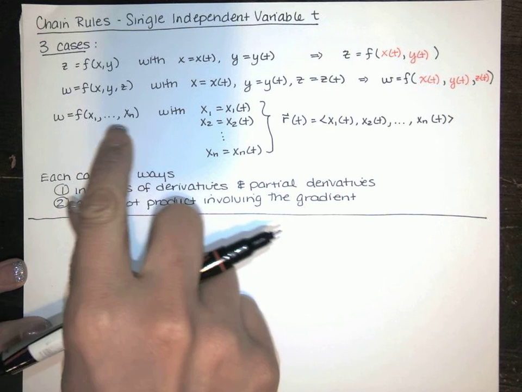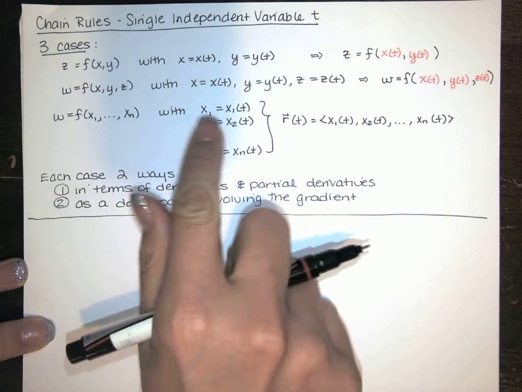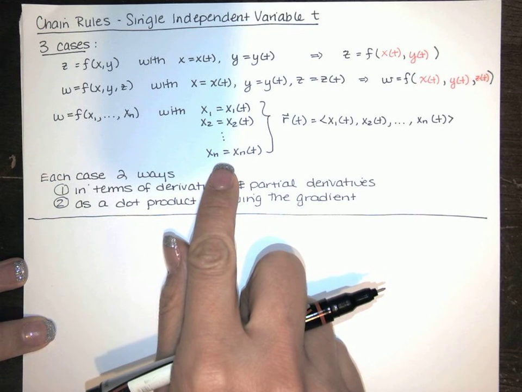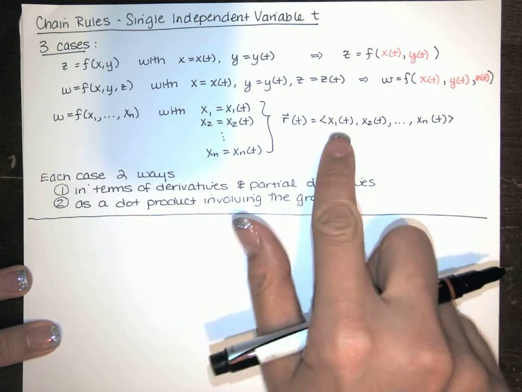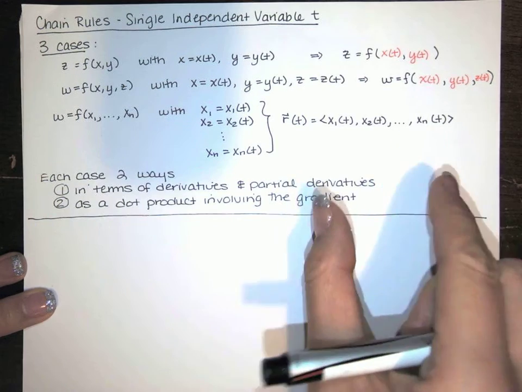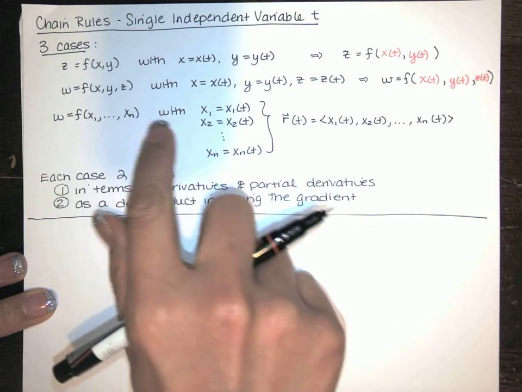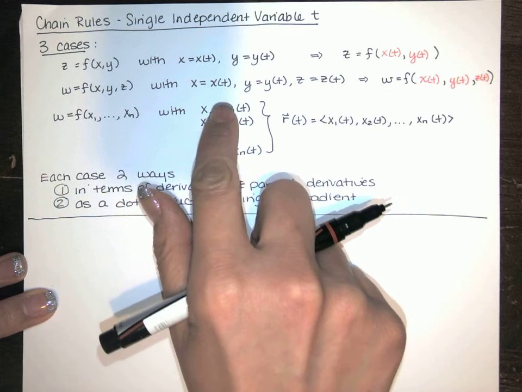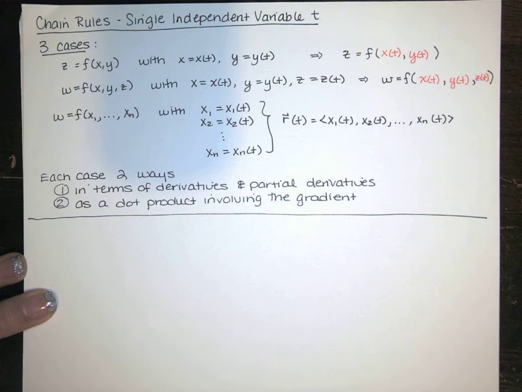If I have a function of n variables, x sub 1 through x sub n, and it turns out x sub 1 through x sub n all depend on t. So maybe those are the parametric equations of some vector-valued function in n-dimensional space. Well, if I replace x1 with x1 of t, x2 with x2 of t, x sub n with x sub n of t for every component, then this new function depends entirely on t.